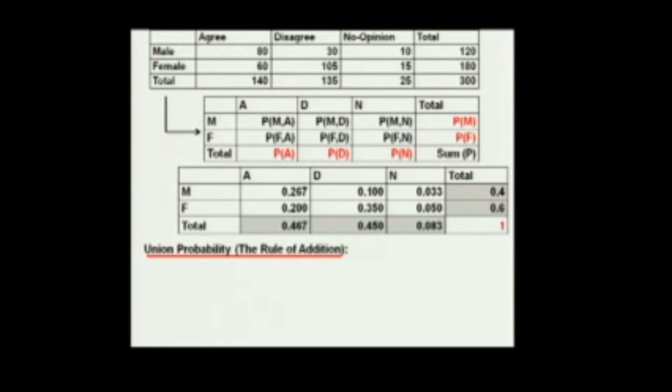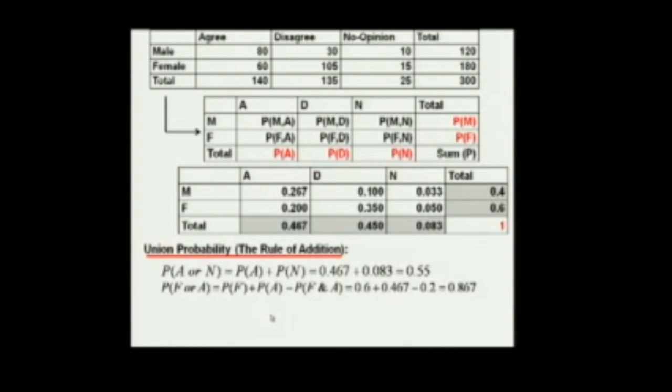So it's very important that we convert the contingency table into a probability table. Here we can go to union probability, the rule of addition, such as the probability of agree or no opinion. Now notice that these are mutually exclusive events. If a student agrees, that means they cannot agree and have no opinion at the same time. That's what we mean by mutually exclusive event. And the rule of addition in this case is P(A) plus P(N), where P(A) is here, you can see from the table, and P(N) is here. So just by adding these two, it will give us the P(A or N).